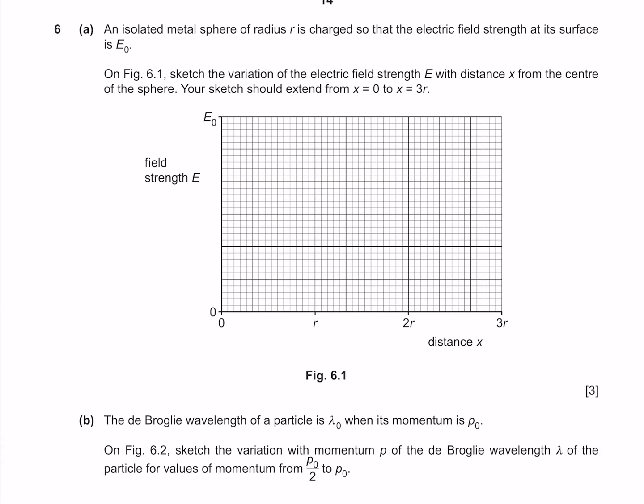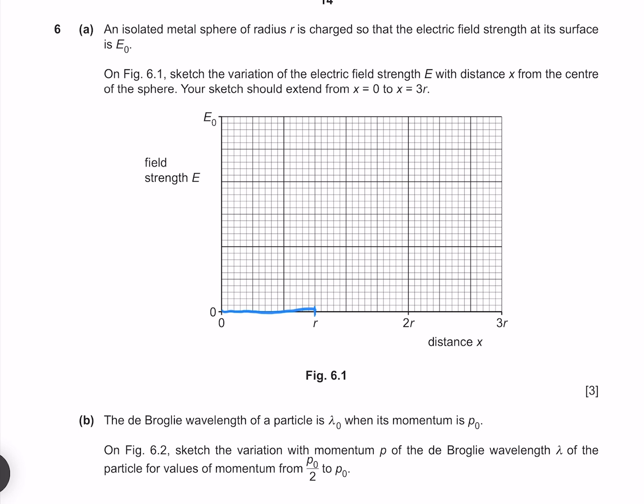An isolated metal sphere of radius r is charged so that the electric field strength at its surface is E0. On figure 6.1, sketch the variation of the electric field strength E with distance x from the center of the sphere. Your sketch should extend from x equals 0 to x equals 3r. The radius of our sphere is r, so that everything less than r is within our sphere, within which the electric field strength will be 0.